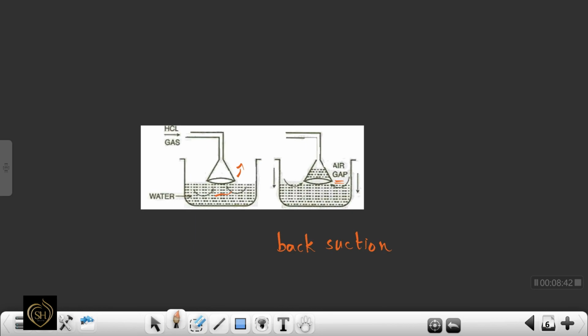The aqueous solution of HCl gas is known as hydrochloric acid. An inverted funnel is taken and dipped in the trough, the back suction process repeats, and we get hydrochloric acid. The funnel prevents or minimizes the back suction of water, and it provides a large surface area for absorption of hydrogen chloride gas.